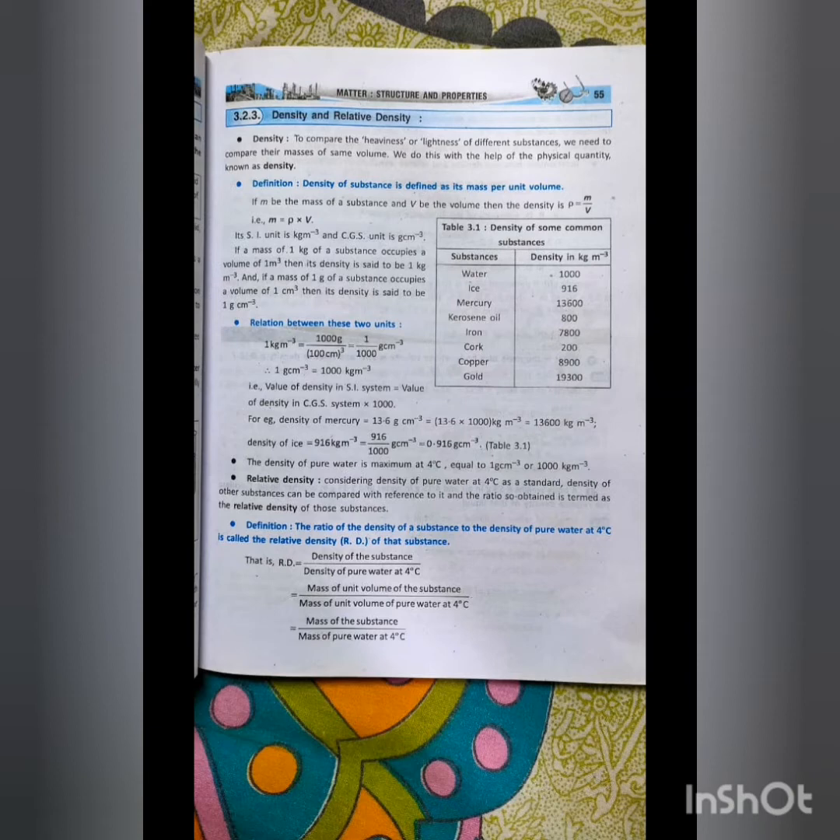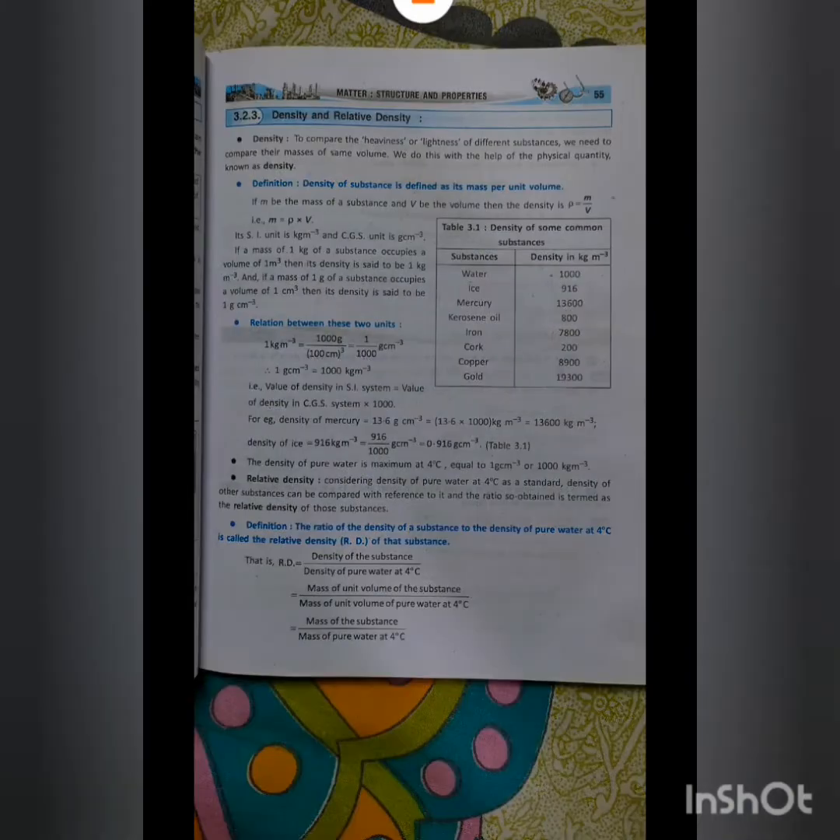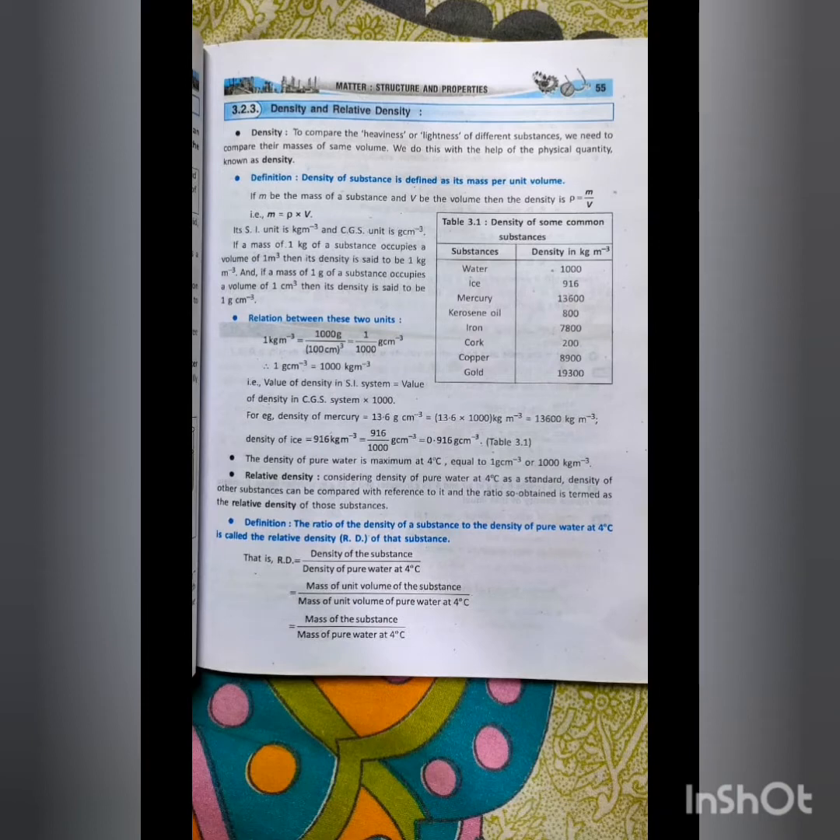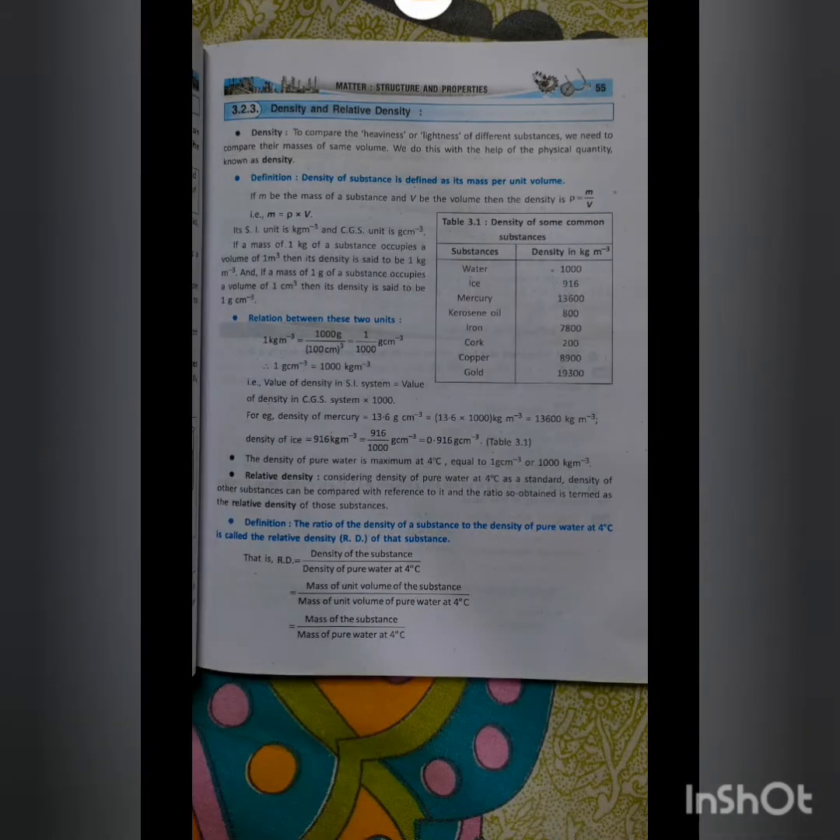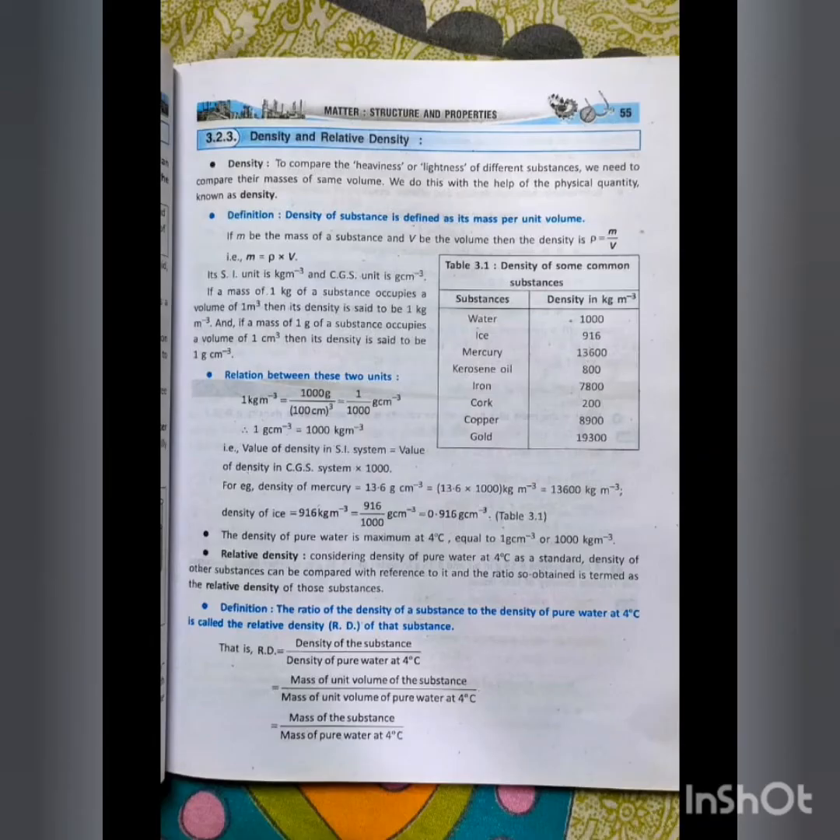So the definition of density is, as you have already learnt in your junior classes, density of a substance is defined as its mass per unit volume. Density is denoted by the sign rho. Rho equals m by v. Here, as you can see, rho equals m by v is given. The left hand side is rho. That is, m equals rho into v. So mass is equal to density into volume.